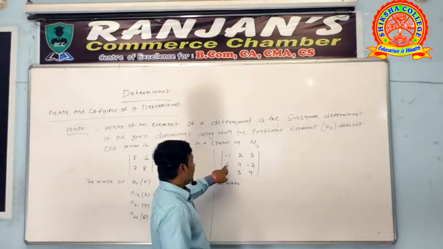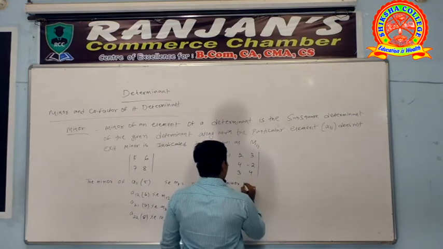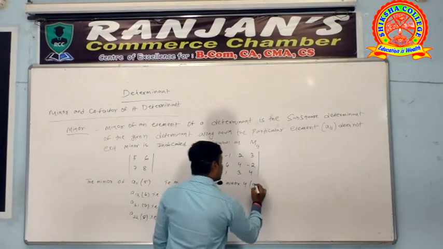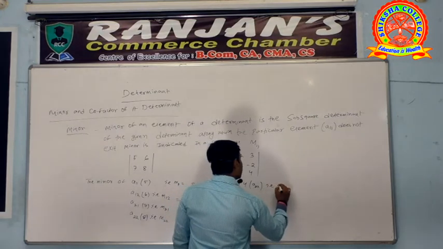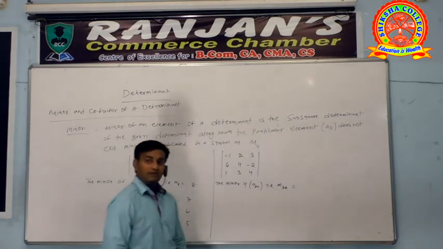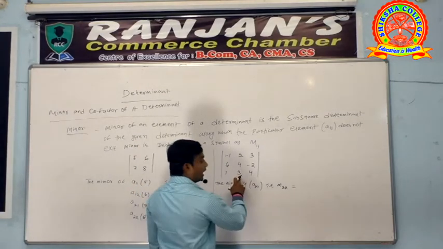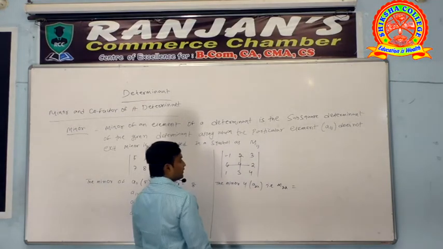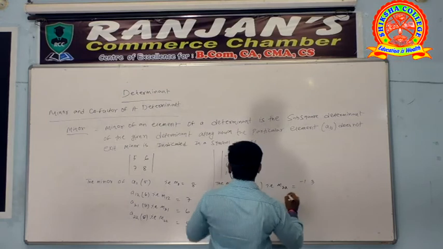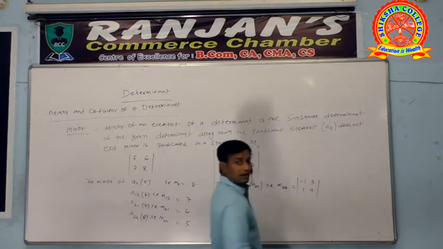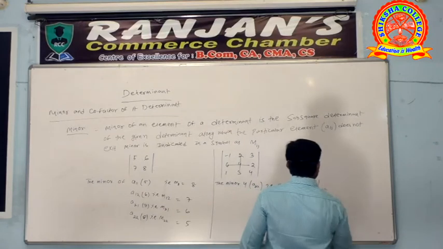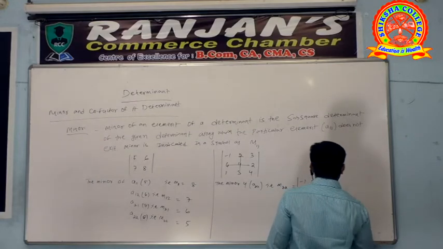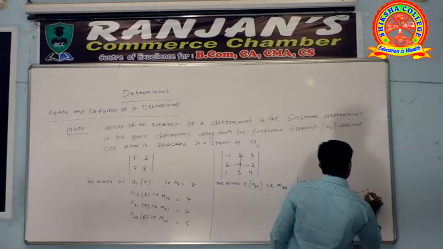So what is the value? The minor of 4 is A22, so M22 is equal to, very simple. Now what we do: delete the row and column containing 4, this and this. Now what is left? The left is -1, 3, 1, 4. Now simply find: 4 into -1 is -4, minus 3 ones are 3. That comes to -7.